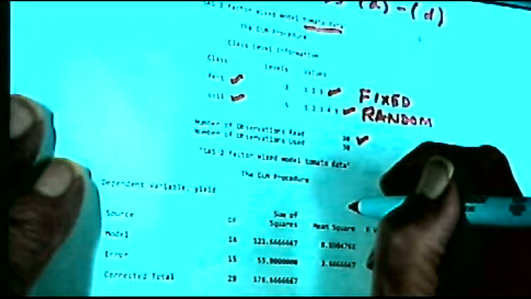Is the 30, so we have 2 observations per cell.